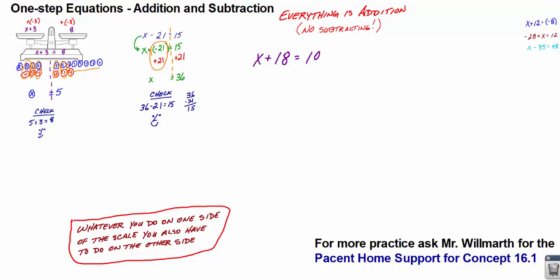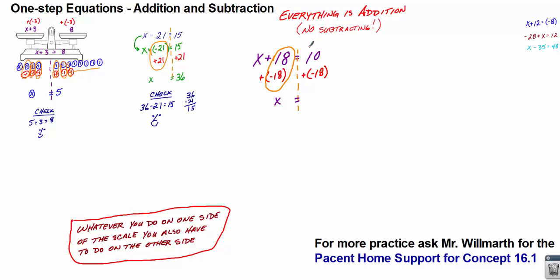Okay, here's our solution to this problem. First thing I'm going to do my dash line. I always do the dash line because it reminds me to do the same thing on both sides. Next thing I'm going to do is the opposite of adding 18. Well, the opposite of adding 18 is to add negative 18. So I have to add negative 18 here, and I have to add negative 18 here. On the left side, 18 plus negative 18, that's a great big zero. That's 18 zero pairs. The only thing left over is x.